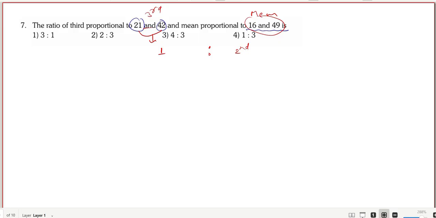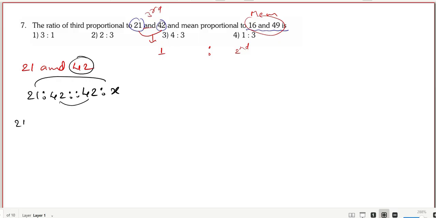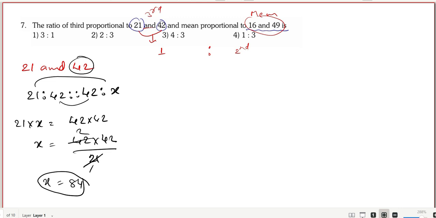So firstly, let us try to find out the third proportional of 21 and 42. 21 is to 42 as 42 is to the third proportional. If I suppose it is x, using product of extremes equals product of means, you can write 21 into x is equal to 42 into 42. From this, x is equal to 42 into 42 by 21. 21 once is 21, 21 twice is 42. So x is equal to 2 into 42, that is 84. Okay, we got the third proportional of these two numbers as 84.